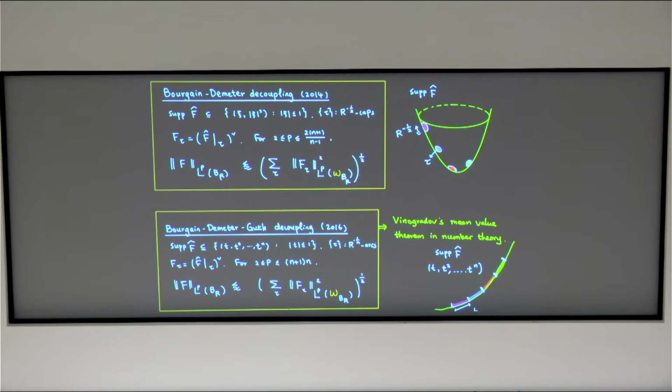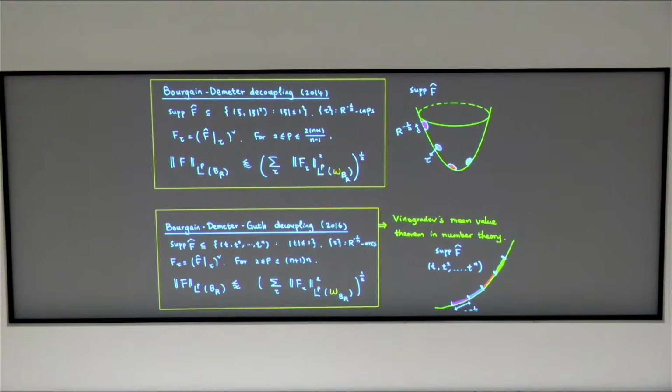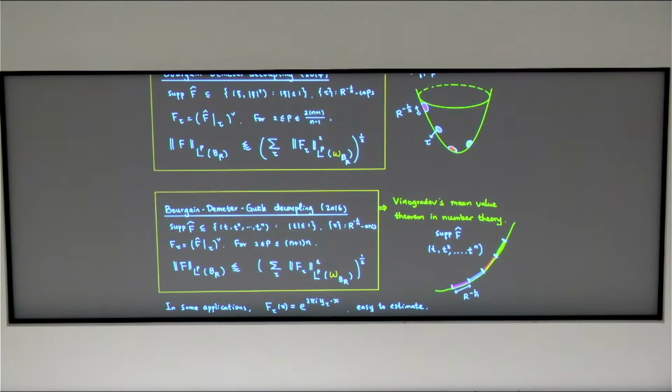Later, Bourgain, Demeter and Guth also proved a sharp decoupling inequality for functions with Fourier transform supported on the moment curve, which implies Vinogradov's mean value theorem in number theory. Those two decoupling inequalities have been very powerful in studying different problems in harmonic analysis, PDE, and number theory. So the range of p, this number, is just another way to explore the curvature.